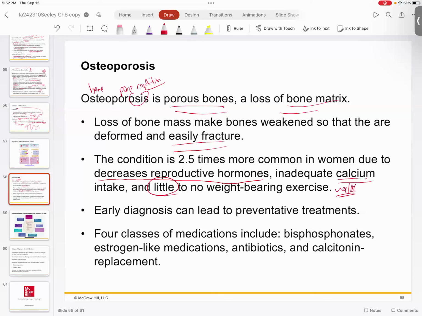This is the reason why a lot of times seniors will do the whole mall walk, or they'll walk around the neighborhood, and their routine exercise is walking. And the reason for walking is because it is a load bearing exercise. It's communicating to your skeleton that it needs to maintain bone density.